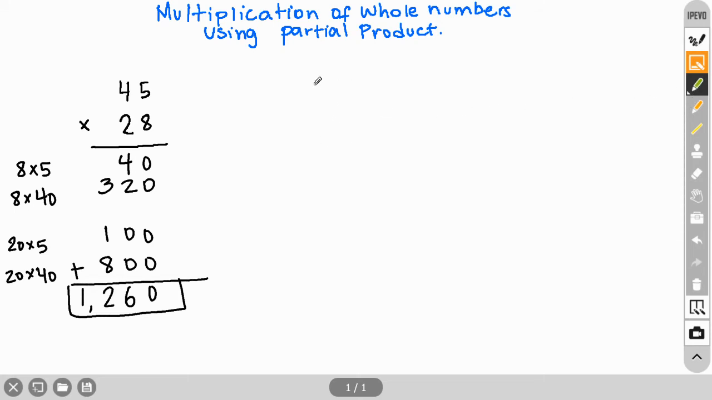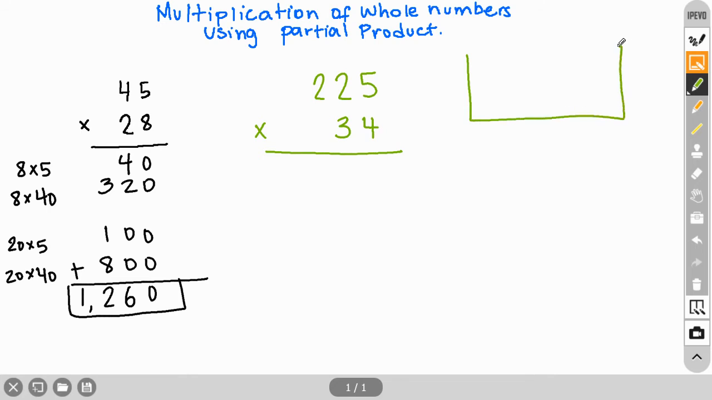So I'm going to try 225 times 34. Now, this one, if you did the box, on this side here, I would have 34, 4. And on this side here, I would actually have 3 because of the 3 digits. I would have 200, the 20, and the 5. So look at this. You're going to have 6 partial products. We should see 6 partial products here.